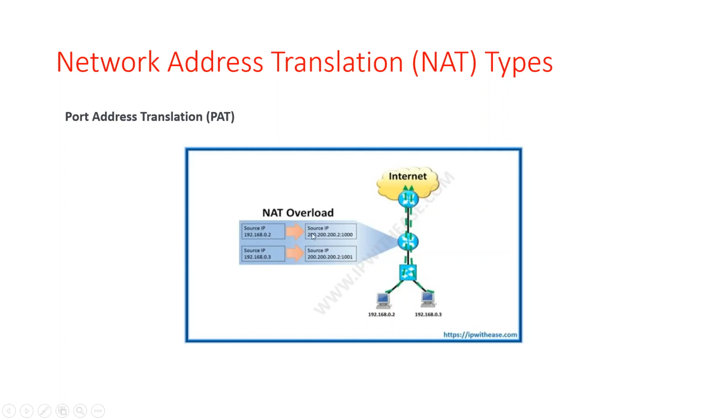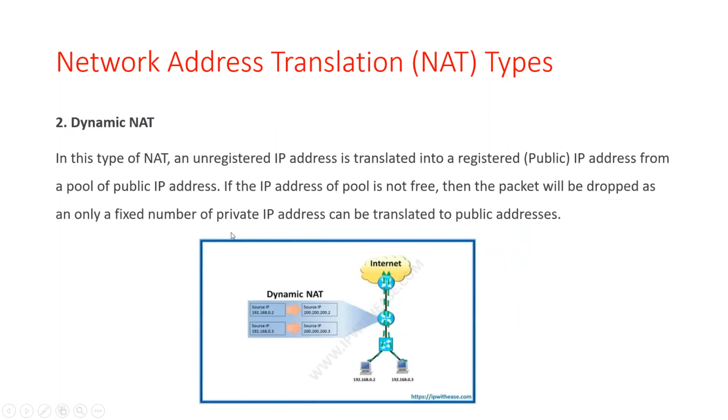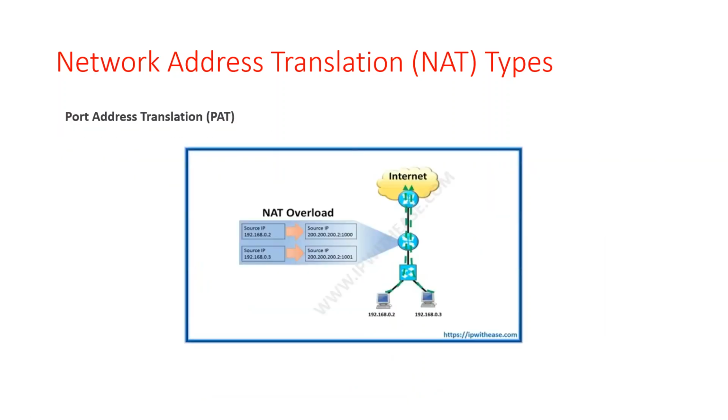Here in dynamic NAT we are converting a private IP into a public IP, but in port address translation there is one change: we require the port numbers to be different. The same public IP address, that is 200.200.200.2, the same IP address but different port numbers.